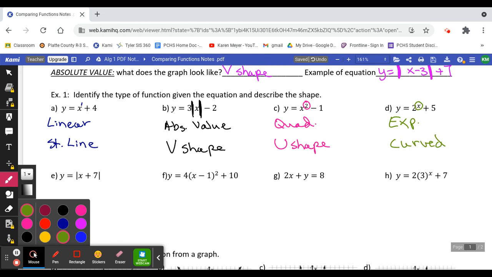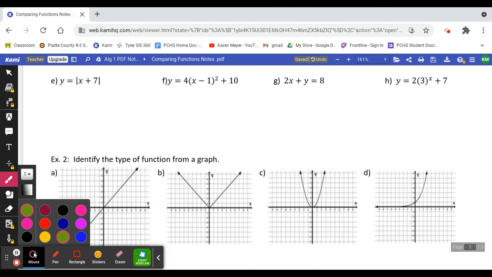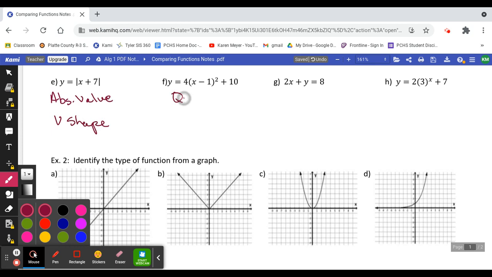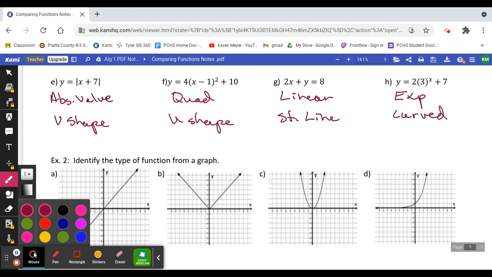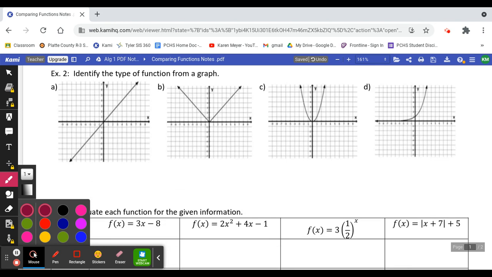So now you pause the video and try the next four yourself. Okay, so hopefully you've checked those and you're okay. So moving on to our next example.